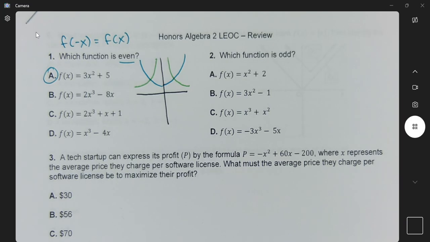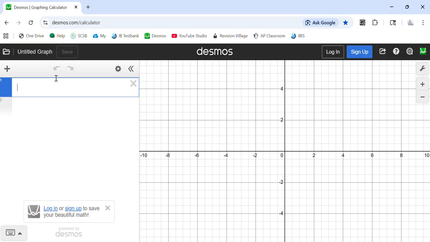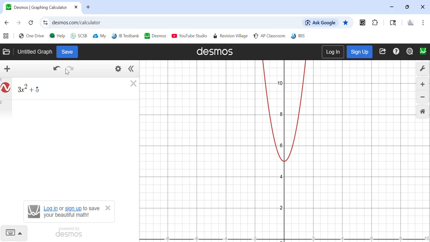So if you were to type this equation into Desmos, you'll see that half of it's on the left side of the y-axis, the other half is on the right-hand side. 3x squared plus 5, in fact, let me just demonstrate, 3x squared plus 5. Boom, there you go. As you can see, half and half, okay?